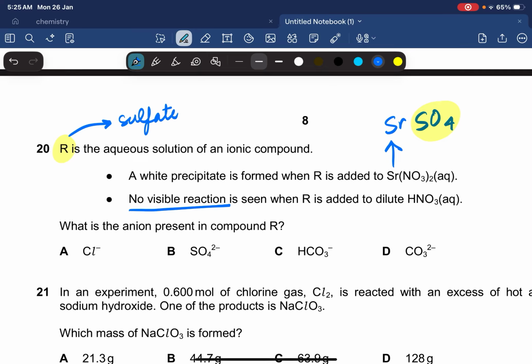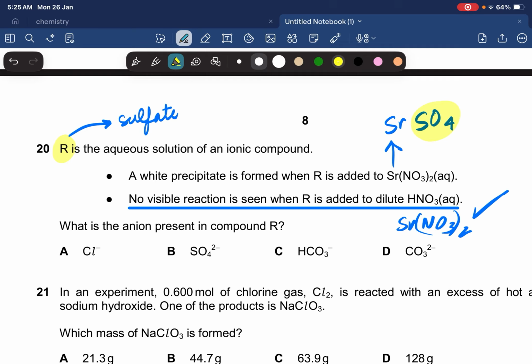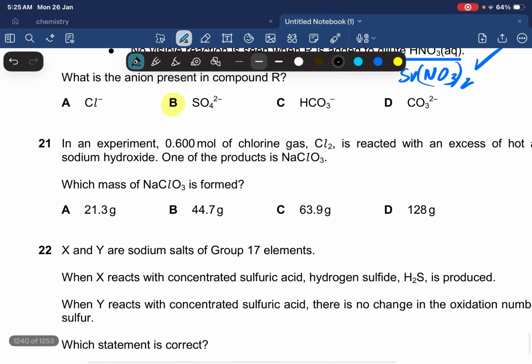No visible reaction is seen when R is added to dilute HNO3. So that means strontium nitrate might form, Sr(NO3)2, which is soluble because all nitrates are soluble. Which anion could be present in compound R? I firstly suspected it to be a sulfate ion. Why a sulfate ion? Because of this insolubility. You know that down group 2, magnesium, calcium, strontium, barium, the solubility of the sulfates decreases. So strontium sulfate is definitely going to be insoluble. That's why it's going to form a precipitate.